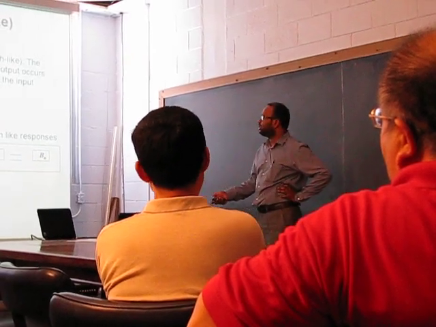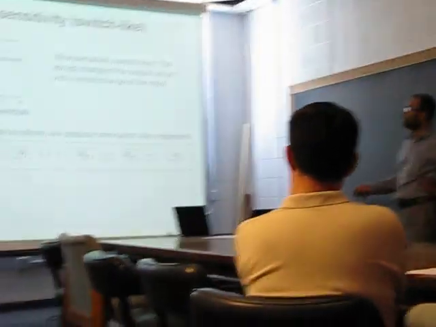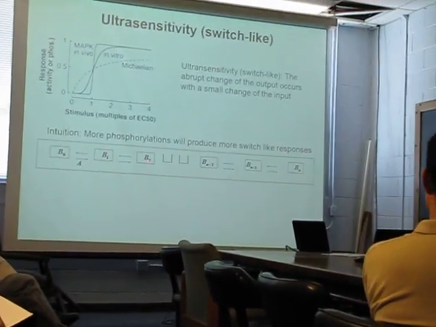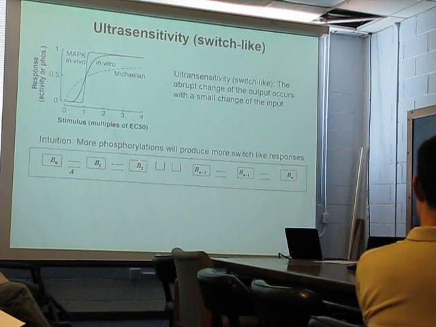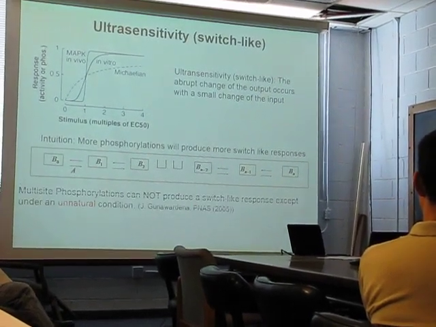And this is a sequential model. You can see B0 to B1. B0 means no phosphate group added. B1 means one phosphate group added. B2 means two phosphate groups added. And so on and so forth, up to where we consider n phosphate groups added.